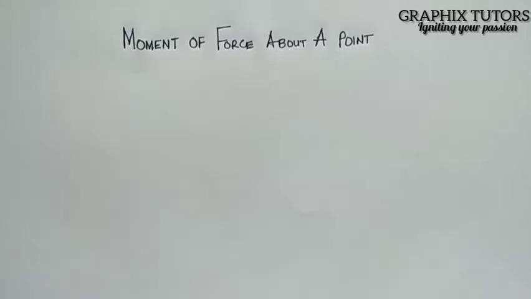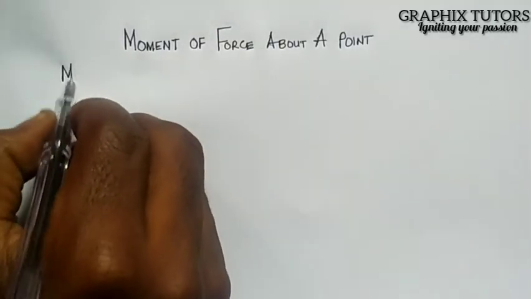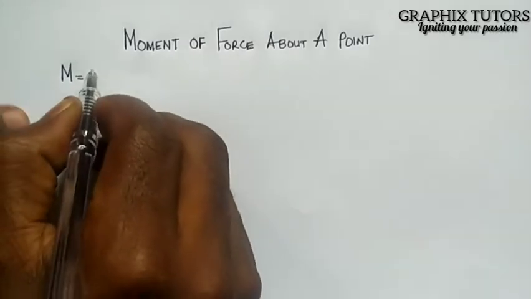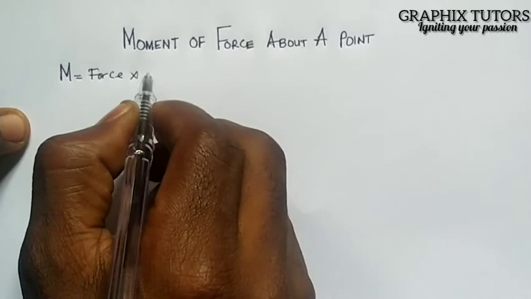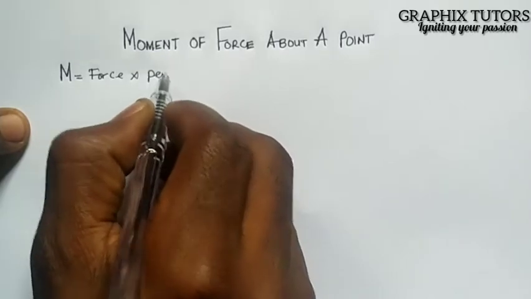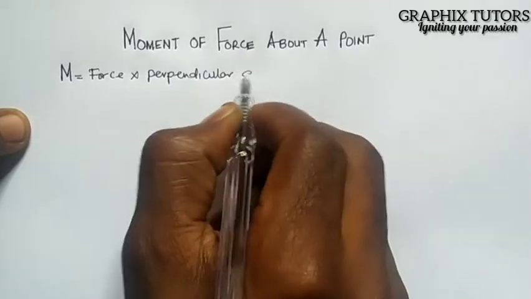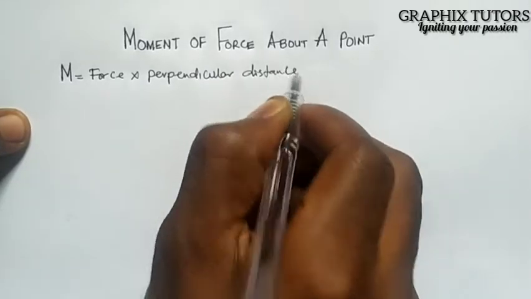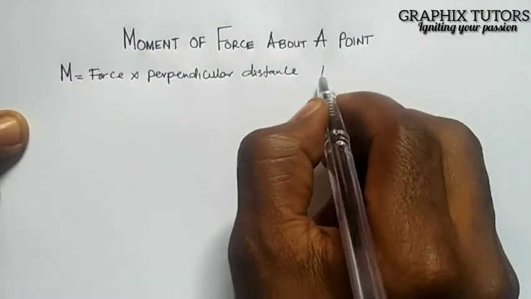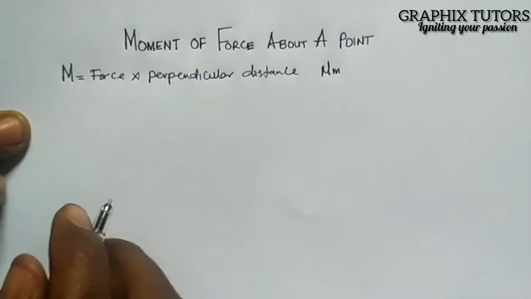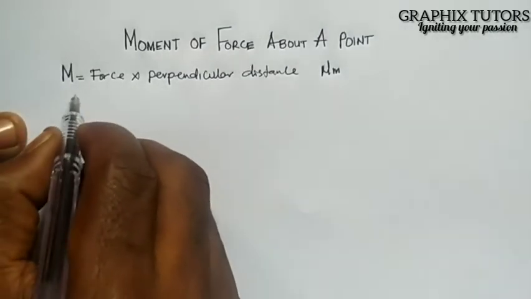Now, when we talk about moment, we say moment M is equal to force times perpendicular distance, right? And it is measured in Newton meter. That is the unit for moment. Now what does that mean? Let's take case 1.